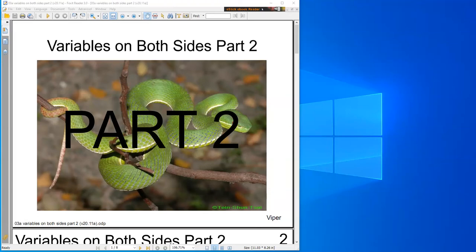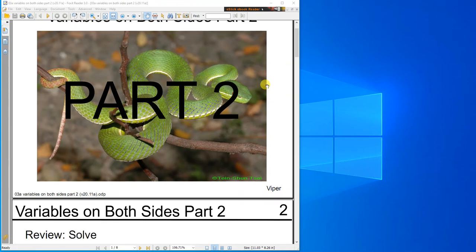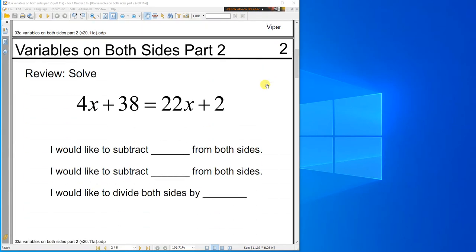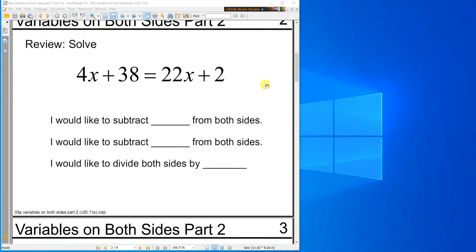Okay, this is variables on both sides, but it's part 2. We're going to take it up a little bit and make it a little bit more challenging. Really, the only thing we're going to add to it is some distribution and more combining of terms. So this is just a review of what we did yesterday. You do not need to put this one in your notes.